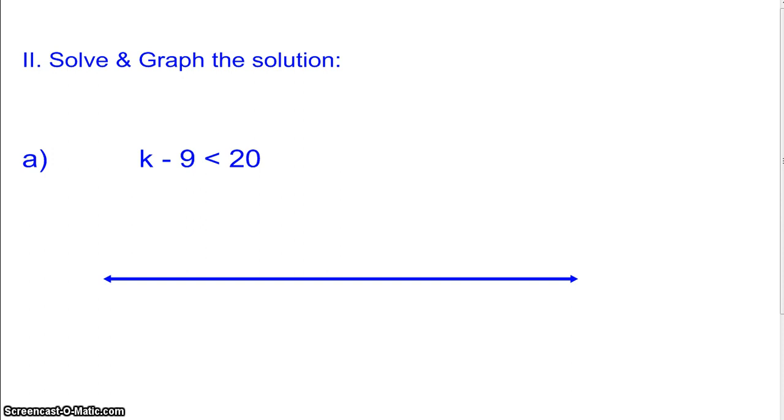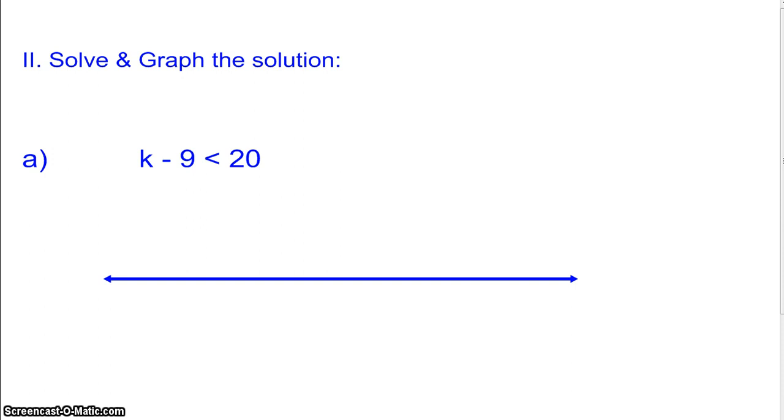Okay, so we need to isolate k. When we solve inequalities, we're isolating the variable. What can we do to this inequality to isolate k? Katie, what can we do? Maybe do the inverse. Good. So what would you choose in this inequality? Since there's a subtraction, you should choose addition. Addition, and what will you add?